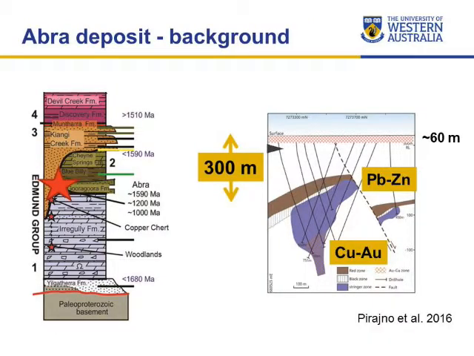It's situated at about 300 meters depth from the surface. The stratiform lead-zinc mineralization is at the interface of the Kiangi Creek Formation and the Irigaray Formation. The stringer zone hosting most of the copper and gold is within the Irigaray Formation.